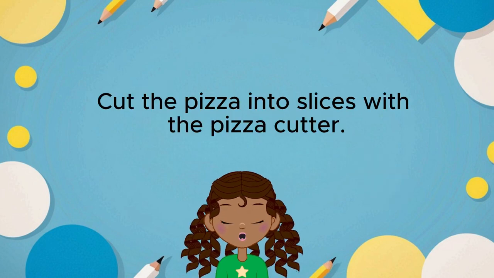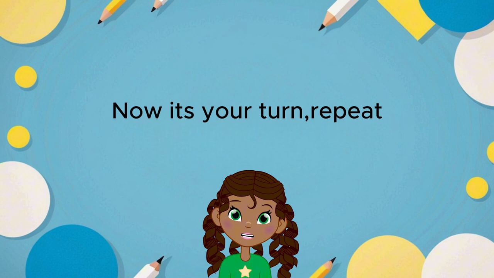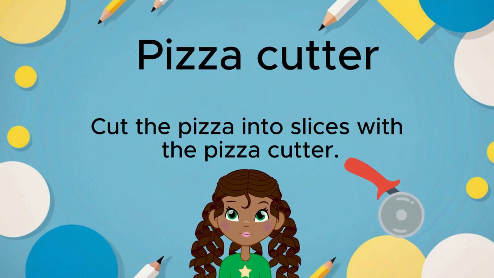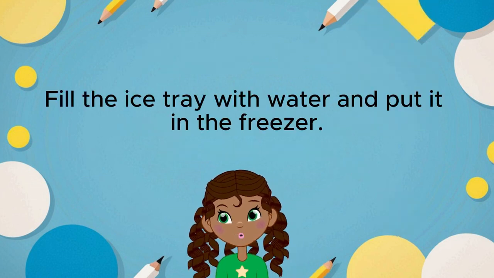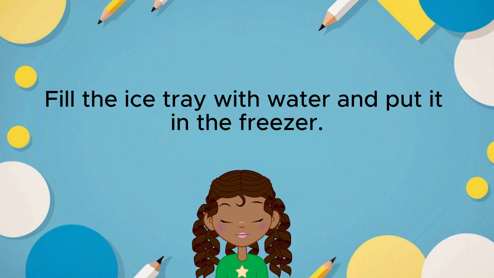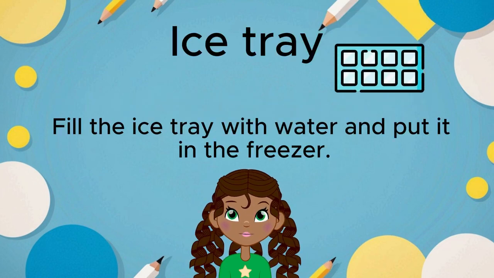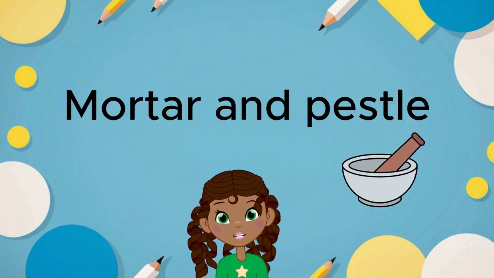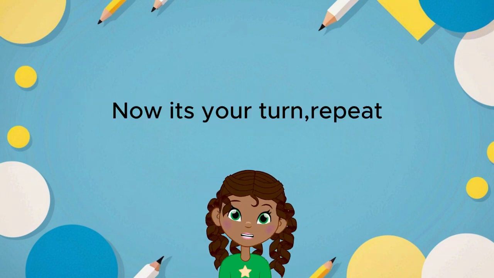Pizza cutter. Cut the pizza into slices with the pizza cutter. Now it's your turn, repeat. Ice tray. Fill the ice tray with water and put it in the freezer. Now it's your turn, repeat. Mortar and pestle. Crush the garlic using a mortar and pestle. Now it's your turn, repeat.